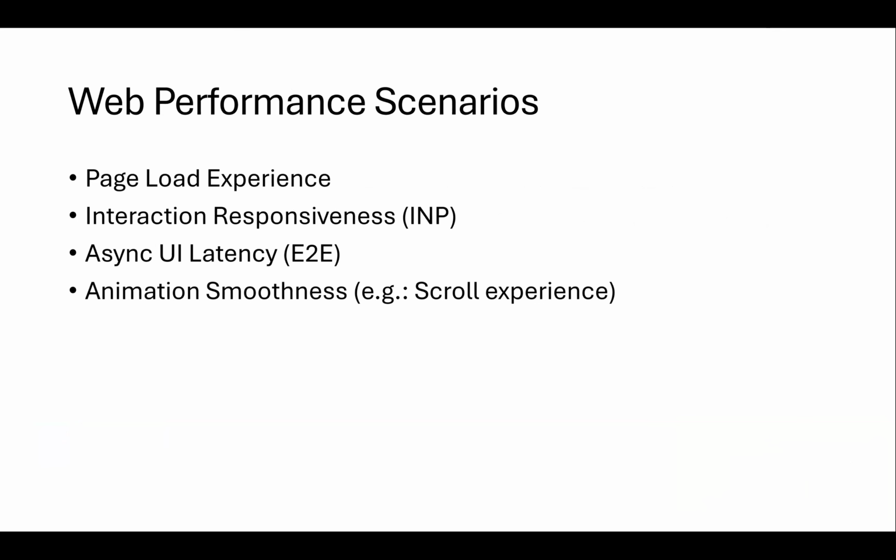I would like to think about performance in three major areas or scenarios. One is the page load experience. Second is the interaction responsiveness, similar to INP, although we're currently not using INP. I'll expand on that later. Third is async UI latency, when you interact and then sometimes later see a response, and animation smoothness, for example, when you scroll in the UI.